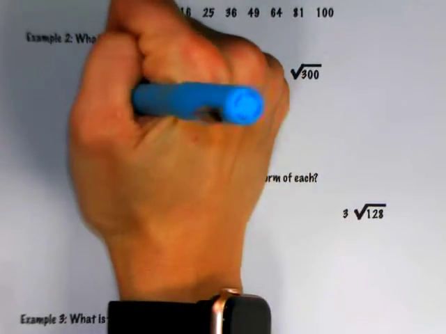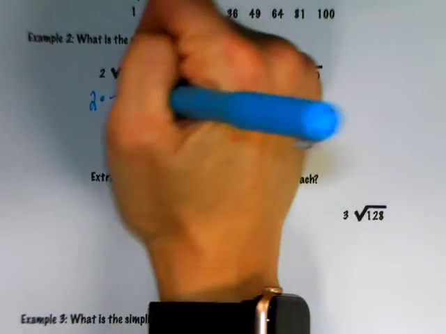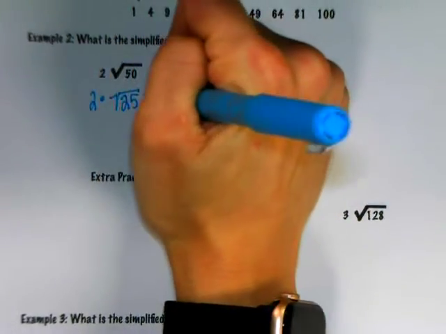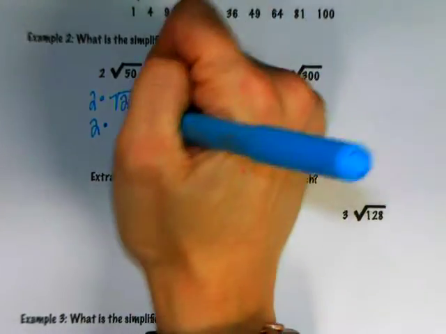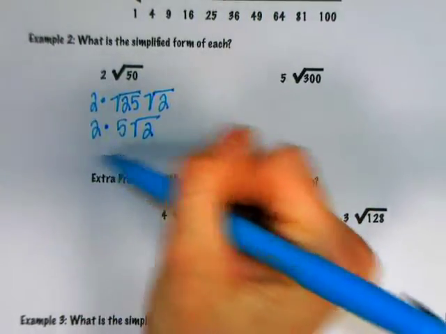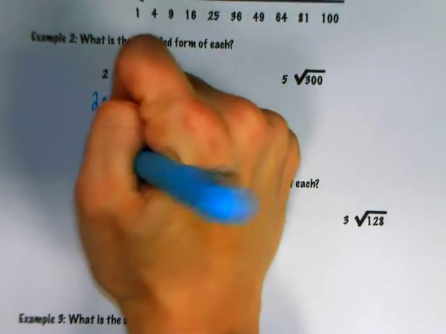Okay? So let's break down 50. What's the biggest number on the list that goes into 50? Yep, 25 times 2. And then the square root of 25 is 5. And then you're just going to multiply these two numbers together. So it's 2 times 5. Yeah, so 10 radical 2.